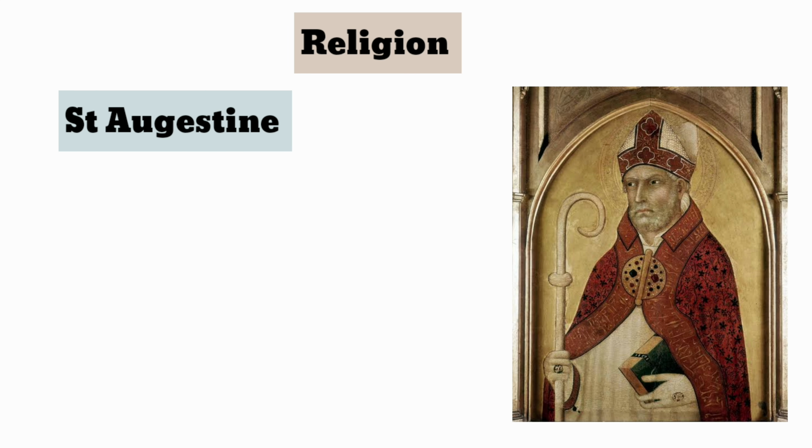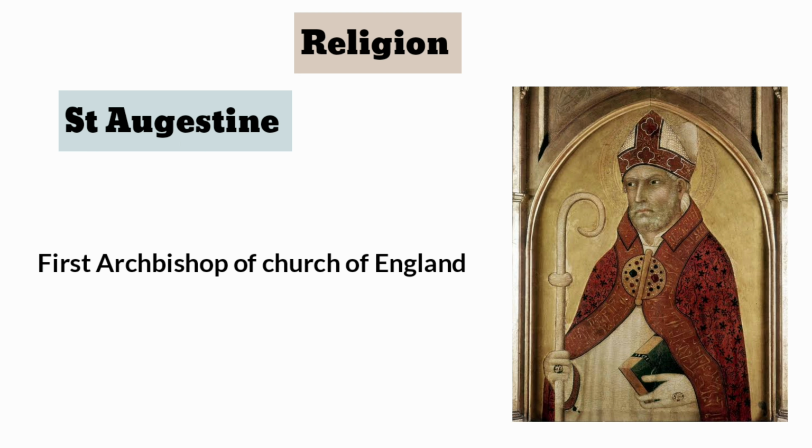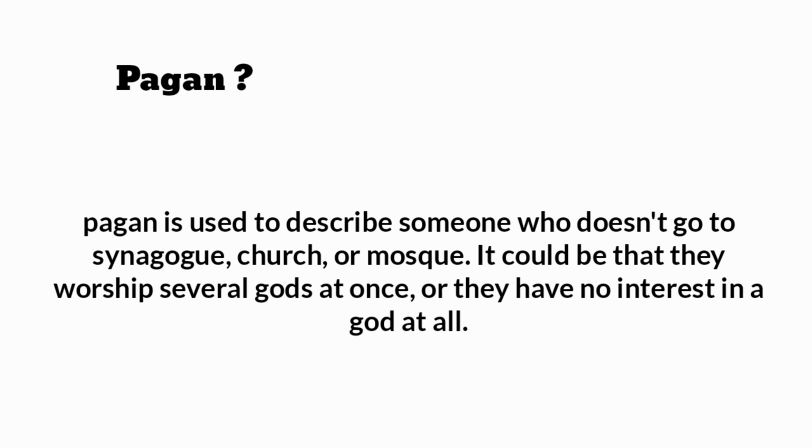Talking about the religion at that time, people were mainly pagan then. But it was Saint Augustine who is considered to be the founder of the English Church and the monk who brought Christianity to England and converted pagans into Christians. He became the first Archbishop of Canterbury in the year 597.